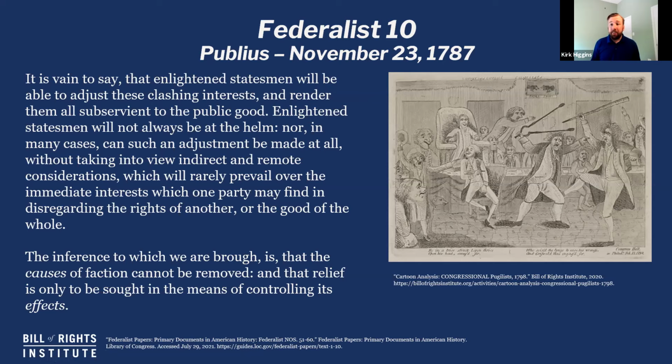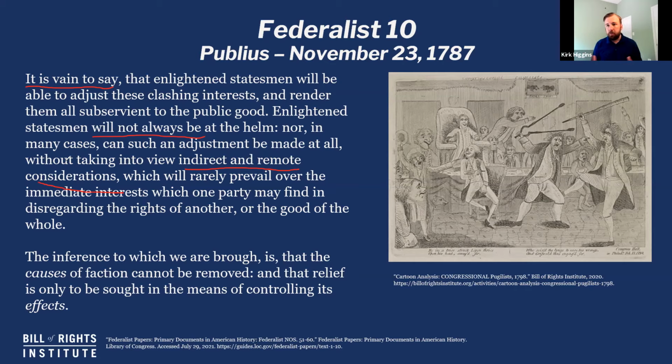But we're not going to understand that justice perfectly, right? And Publius goes on to say here, it would be vain to say that enlightened statesmen will be able to adjust these clashing interests and render them subservient to the public good. Enlightened statesmen will not always be at the helm, nor in many cases can such an adjustment be made at all without taking into view indirect and remote considerations. In other words, we can't know enough. We can't possibly know how all of these different ideas and things and interests are going to weigh against each other.